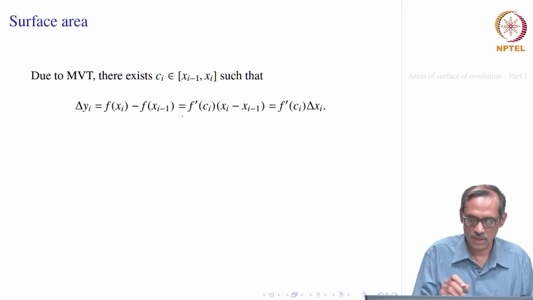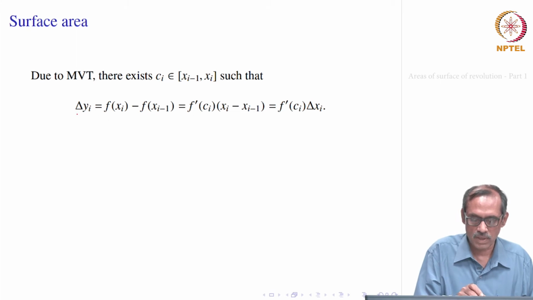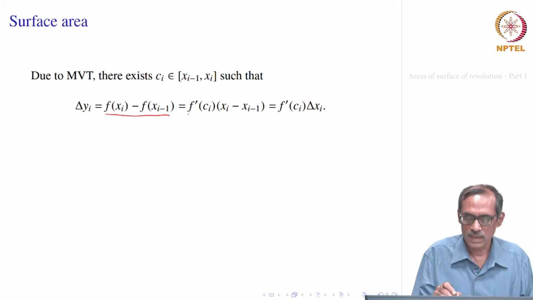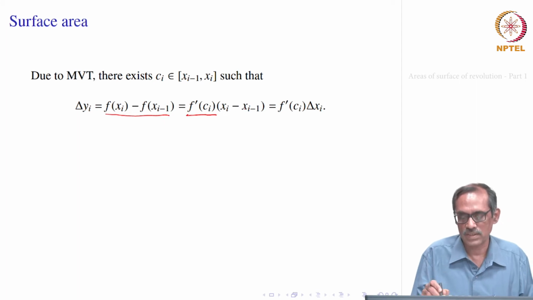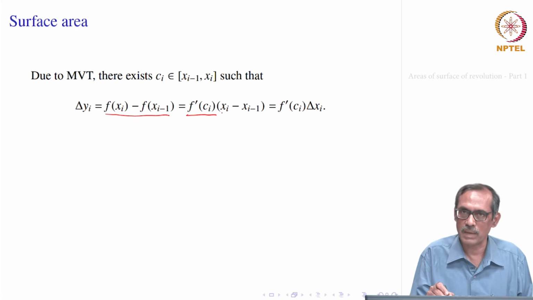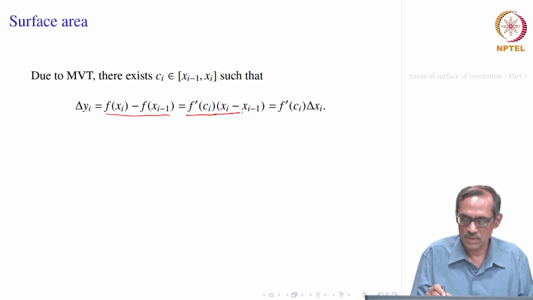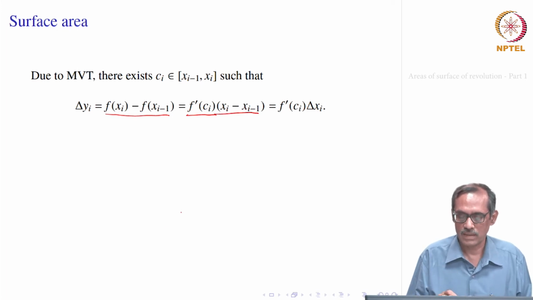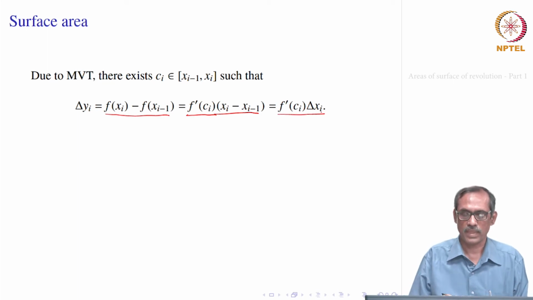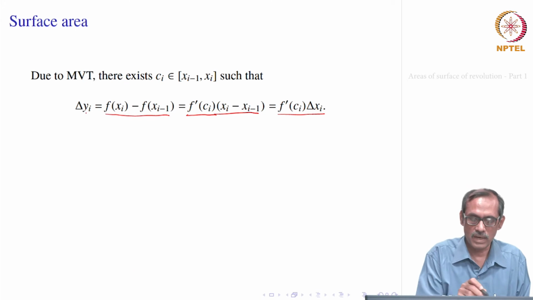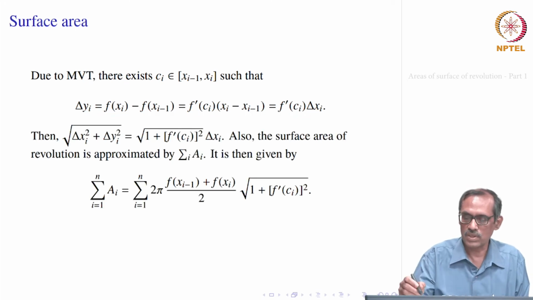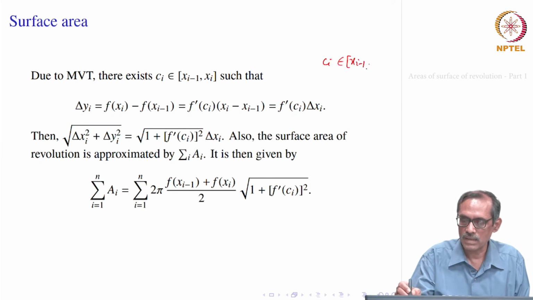So, that is differentiable. Then we can use the mean value theorem to say that f of x I minus f of x I minus 1 equals f prime at some point C I in between x I minus 1 and x I, times x I minus x I minus 1, which is the same thing as f prime C I times delta x I. So, with this one, delta y I equals f prime C I times delta x I. So, this C I is in between x I minus 1 and x I.